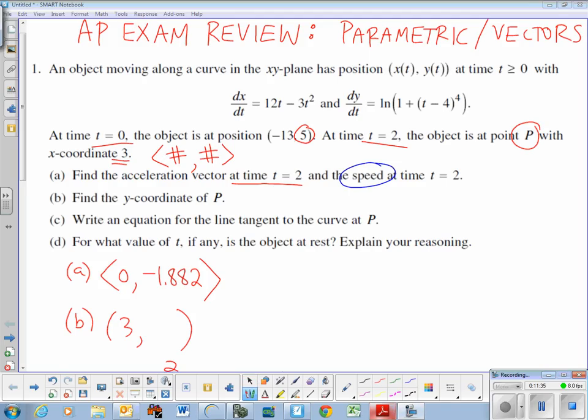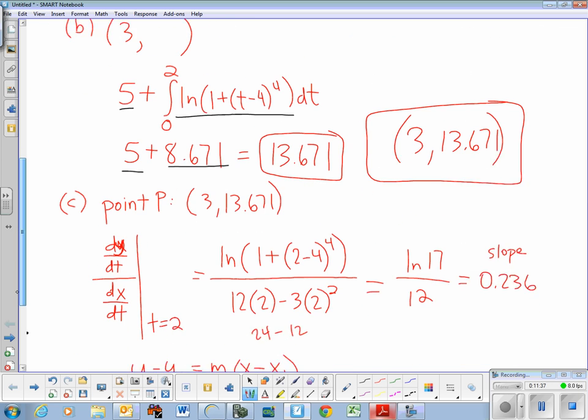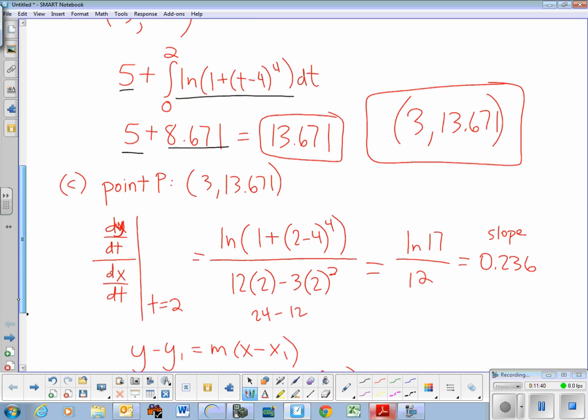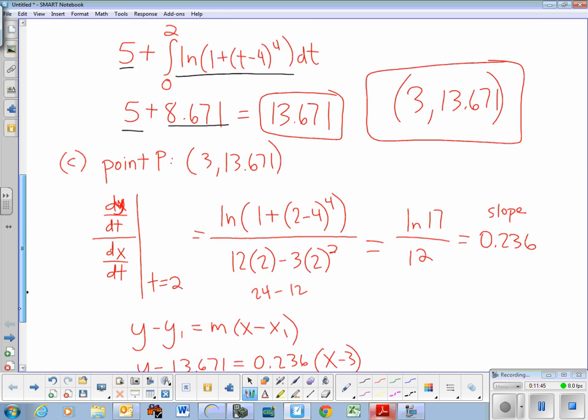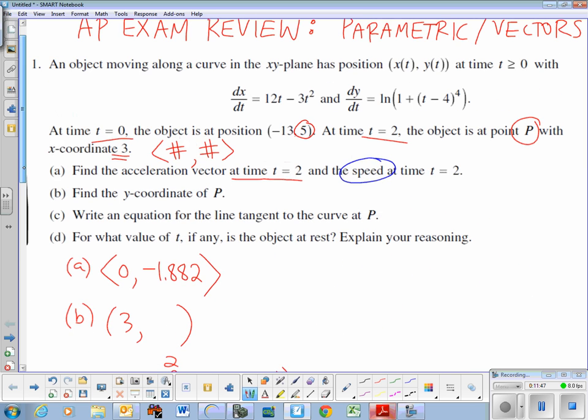And I actually am going to use the natural log of 17 and the 12 that I just found down here. I would have found them in part A and then used them again in part C, but I know them from part A. So my velocity vector at 2 is 12, natural log 17. That just comes by plugging 2 into the dx dt and dy dt.